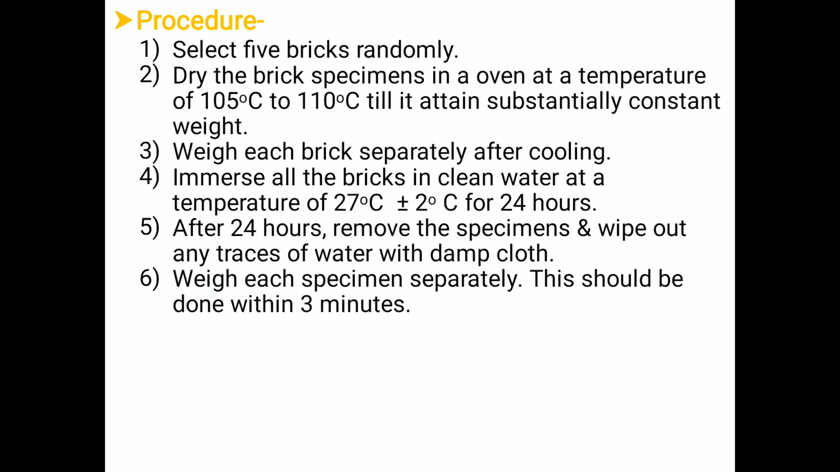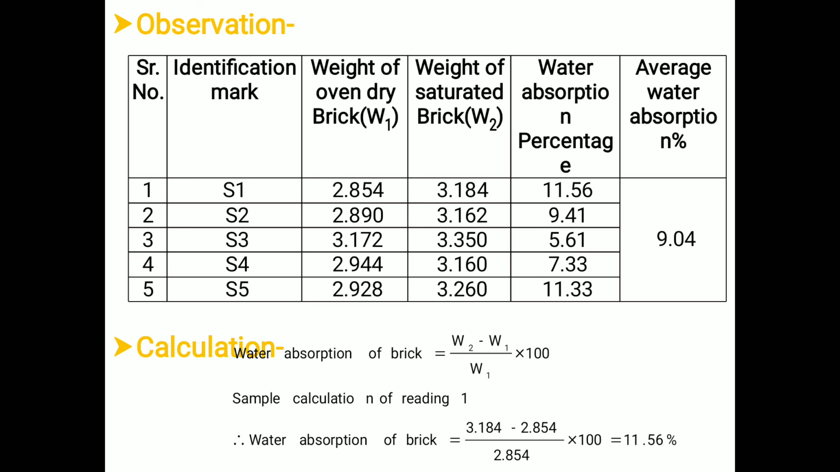Is it okay? Now the observation table. We have to consider 5 observations because we have selected 5 random bricks, so the serial numbers are 5. The second column is the identification mark. Identification mark means how you will identify your brick, so I have considered S1, S2, S3, S4, S5. Now the third column is the weight of oven dry brick.